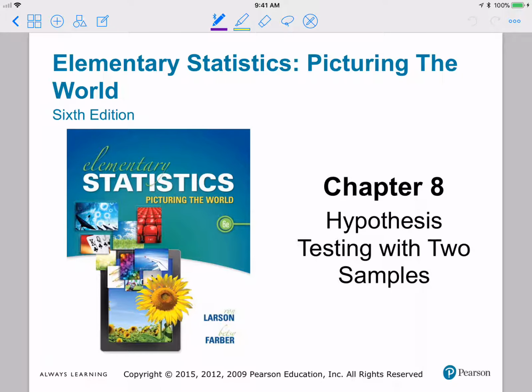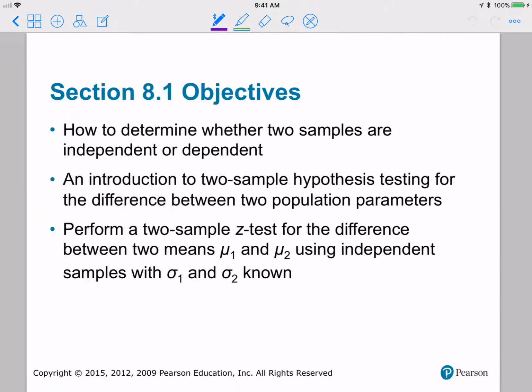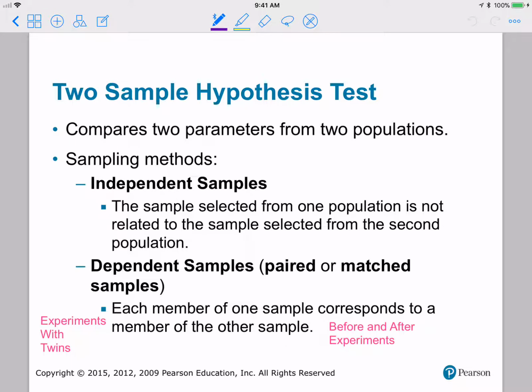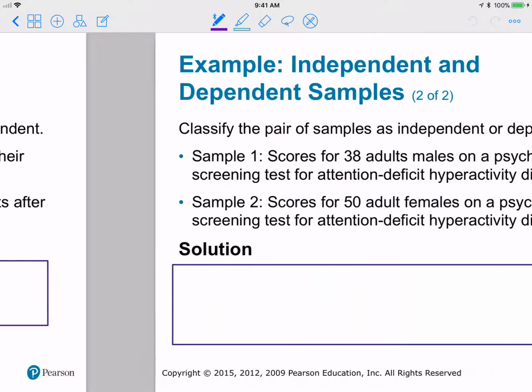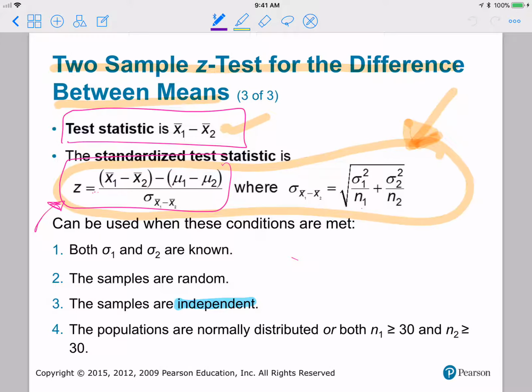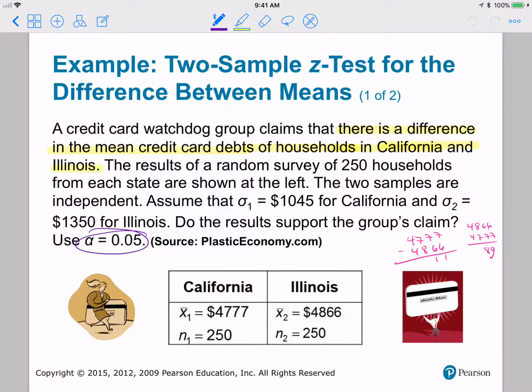Okay, hello. We are going to continue with the section. The section we're on is section 8.1, and what I want to do is quickly go through and review what we were trying to do in class, which is with this example, we're trying to do this example, but to use the method of rejection regions.